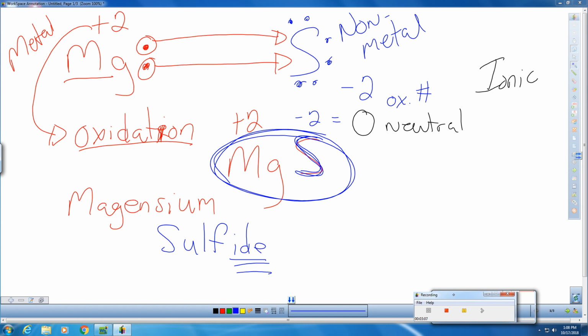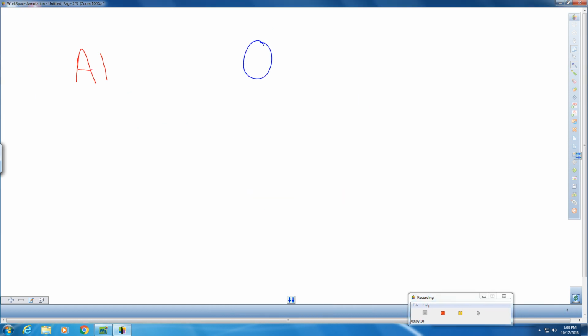So let's take a look at a little bit different one here coming up. This one's a little more complicated because, again, we have aluminum. Aluminum is in family 13. Family 13 has a +3 charge because it has 3 valence electrons. And we have oxygen, who is in family 16, and it has a -2 charge, because it likes to take on 2 electrons. Again, these are the oxidation numbers. The oxidation numbers just tell us the number of electrons that are either gained or lost.